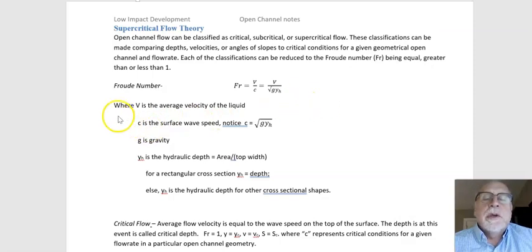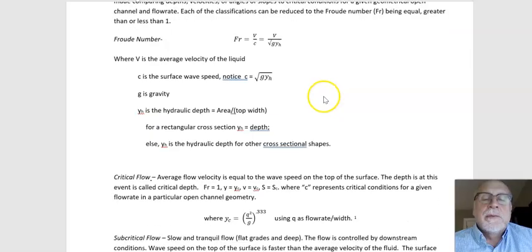The surface wave speed, c, can be calculated as the square root of g times the hydraulic depth, which is the area over the top width. For a rectangular cross section, it's just the depth. That's what I have in the flume that I'll show you in a second, and what we did in the first problem and the remaining problems on the exercise, which we'll get to. So the Froude number is how we classify supercritical or subcritical flow, and that relates to the wave velocity.